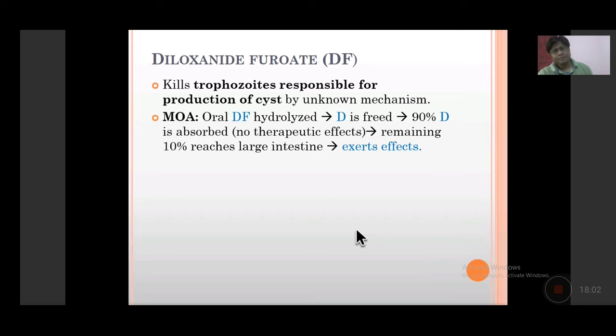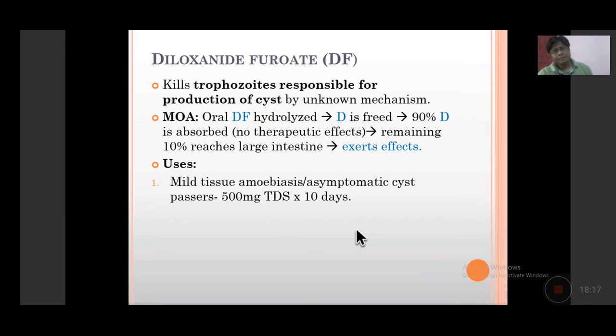So it will not be useful because these are luminal amoebicides; we need them to remain there in the intestine. So only 10% reaches the large intestine, which exerts the effect. And that mechanism is unknown. And hence the dose is such that 500 mg thrice a day is given for 10 days, so that 90% gets absorbed and the rest 10% is active in the lumen.